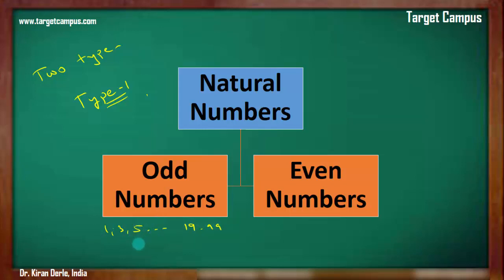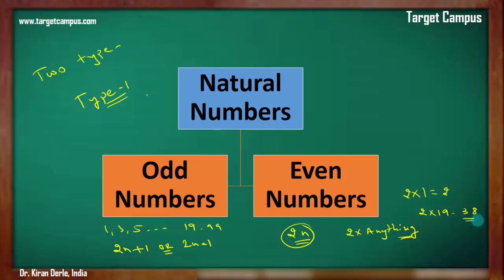So on, infinite. So odd numbers can be represented as 2n plus 1 or 2n minus 1. Whereas even numbers can be represented as 2 into n. 2 into anything is an even number, any natural number for that matter. So 2 into 1 is even, yes, 2 into 19 is even, right? 2 into any natural number will give you an even number. I hope this is clear.